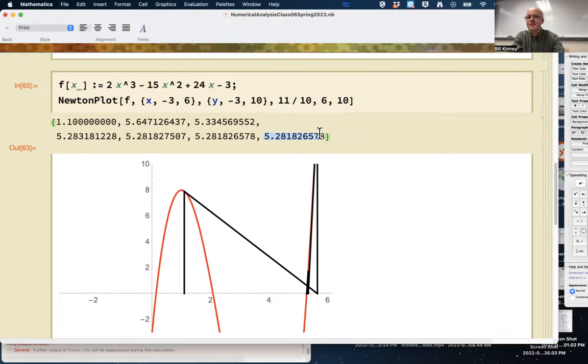Question? What's the 6 for? The 6 is the number of iterations.